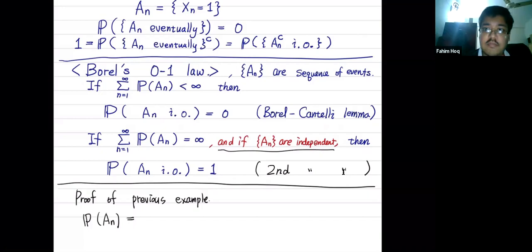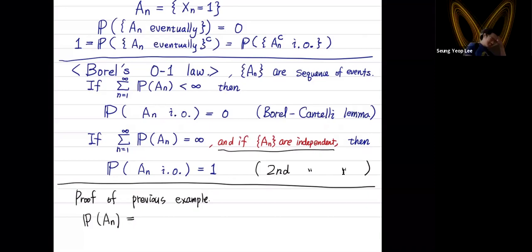Half. Clear? Half for all n, because A_n only cares about the nth throw. It's not affected by the throws before or after, because those throws are all independent. Good? Okay, so we obtained this.